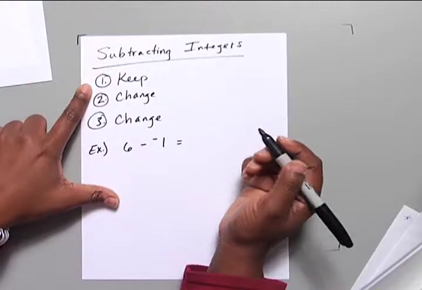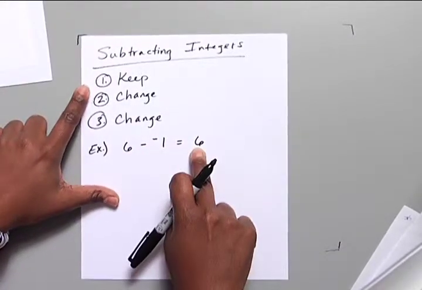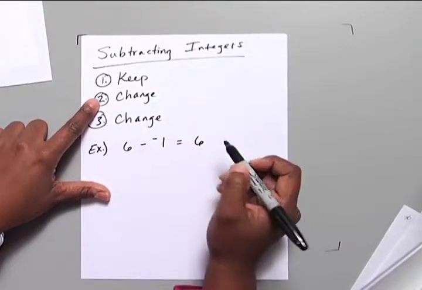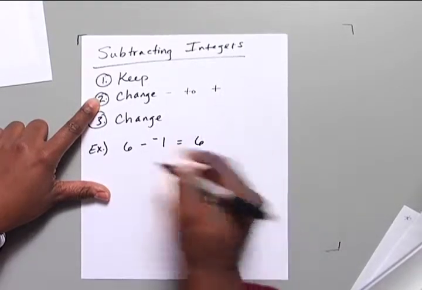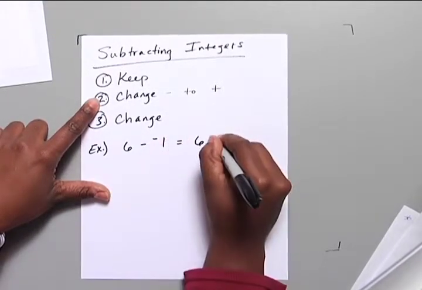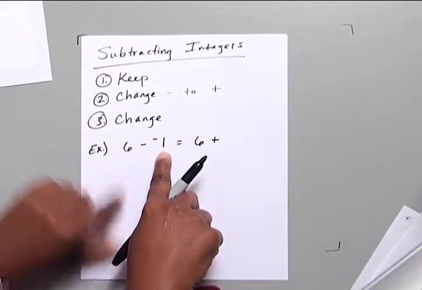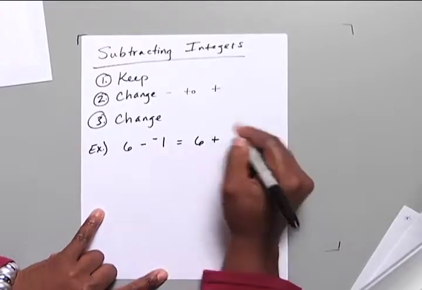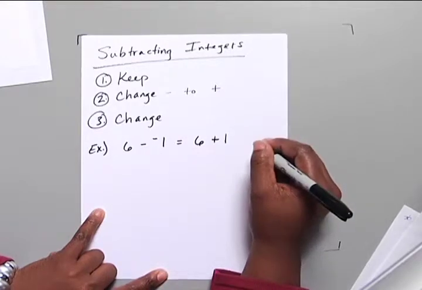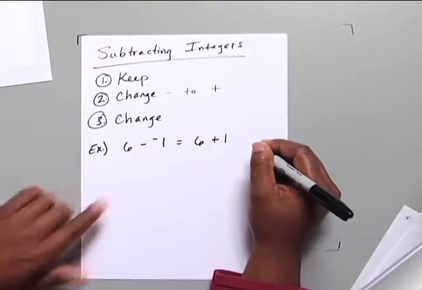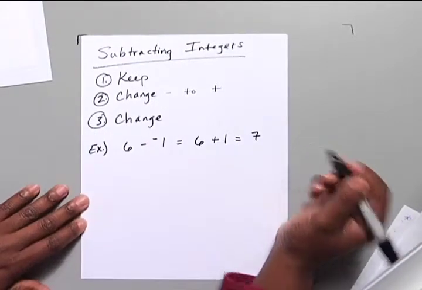The first keep means keep the first number the same. So 6 is going to stay a +6. Then we're going to change the subtraction sign to addition. So this subtraction sign is going to become an addition sign. And then we change the sign of the second number only. So here it's a -1, changes it to a +1. And now we just simply follow the rule of adding integers. Same signs, we're going to add and keep those signs. So 6 plus 1 is 7.